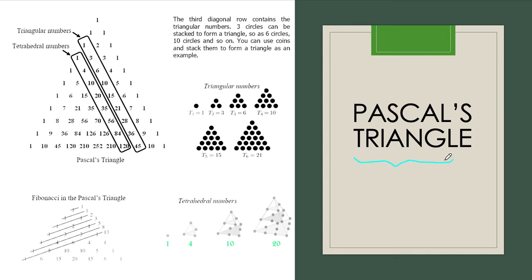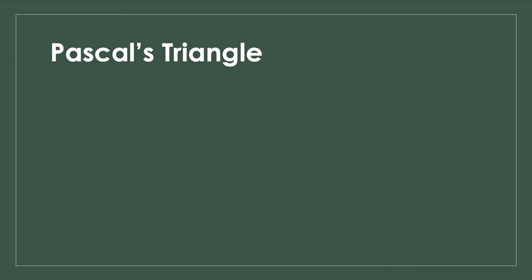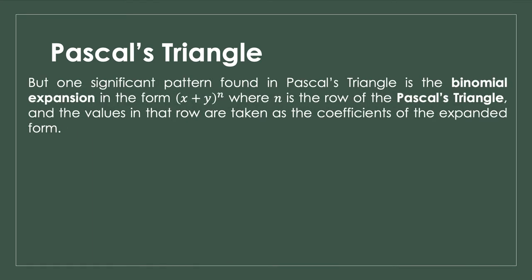We have seen how the Pascal's triangle is constructed. We can see the patterns within it. One particular pattern that we can use in algebra is about binomial expansion. One significant pattern found in the Pascal's triangle is the binomial expansion in the form of (x plus y) raised to n, where n is the nth row of the Pascal's triangle, and the values in that row are taken as the coefficients of that expanded form.